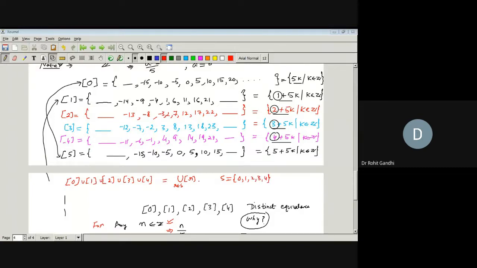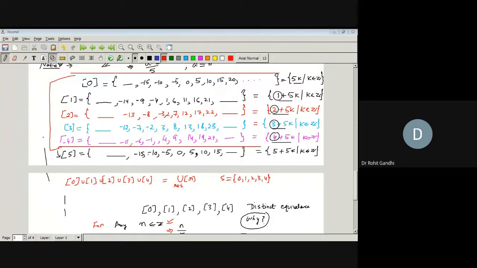Now, if you take the union of this, I am erasing these arrows also. So you see the union of these from 0 to 4. I am going to put these in a box. So take the union. What will you observe? I am giving you 30 seconds. Please see, if I take the union of all these, try to take the union starting from 0 and 1 and 2 like this.